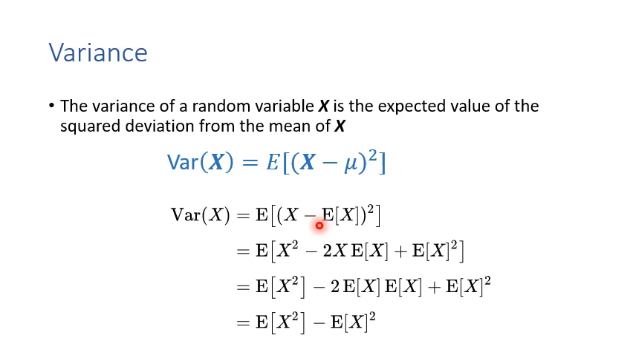Then we can expand this term. Now we can expand the square. So it's x squared minus 2x E of x plus the square of the expected value of x. The expected value of the expected value is still the expected value. So the term becomes the expected value of x squared minus 2 multiplied by the E of x, the expected value of x, plus the square of the expected value. So finally we can get this formula: the variance is the expected value of the square of x minus the square of the expected value of x.